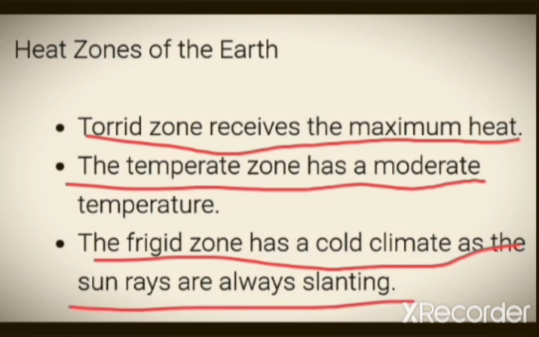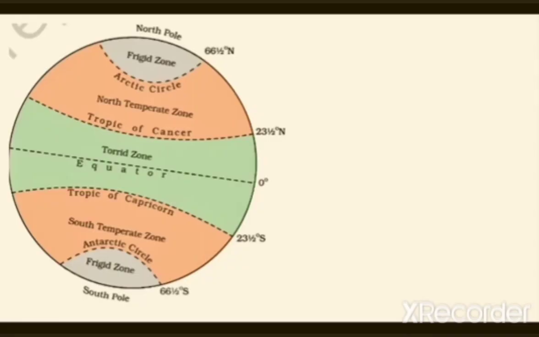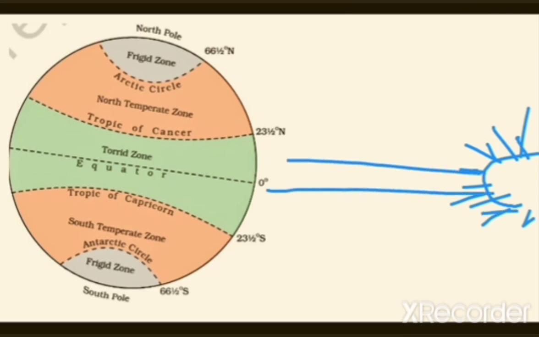How these zones are formed, let us understand with the help of a diagram. So let us understand how these heat zones are formed. This is the earth. I am drawing here the sun. Let's say this is the sun, and sun rays are falling on the earth. How are these rays falling on the earth? They are like this.